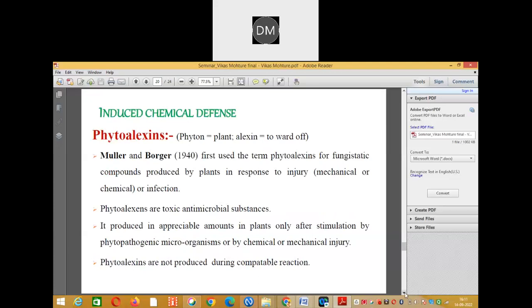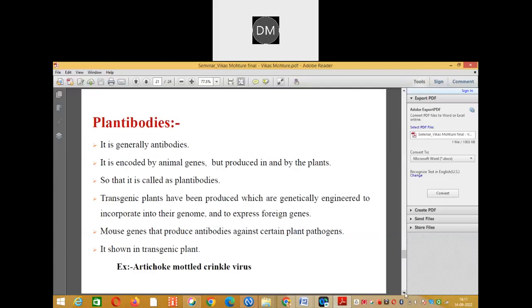So this is the phytoalexin. Phytoalexins are toxic antimicrobial substances which are produced after the infection.